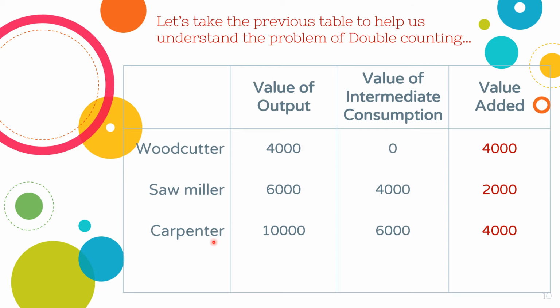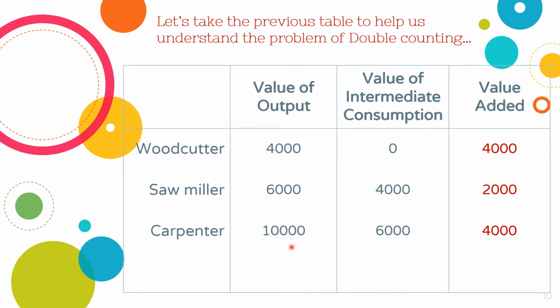The carpenter purchases the planks of wood for a price of 6,000 from the sawmiller. And for the work that he does to produce the piece of furniture, he assigns a value of 4,000. He adds a value of 4,000. He takes this value added to the output that he produces and adds it to his cost price that he paid to the sawmiller for purchasing the planks of wood, and he assigns a total price of rupees 10,000 to his output.